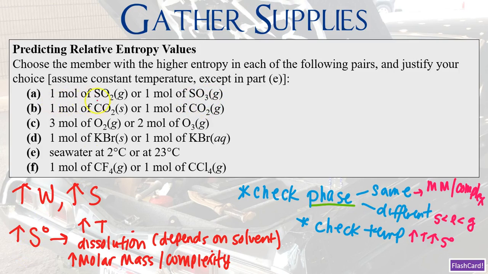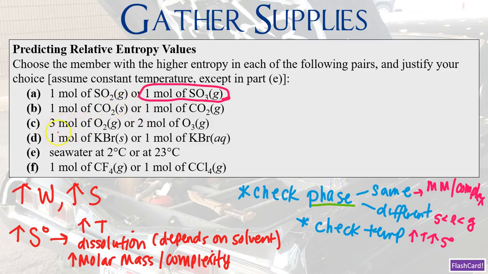Okay, so between 1 mole of SO2 or 1 mole of SO3, I'm going to choose 1 mole of SO3 because we have more atoms here and a higher molar mass. And anytime you have equal number of moles of substances with the same type of atoms, meaning sulfur and oxygen, in the same physical state, which is gaseous here, the more atoms in the molecule, the higher the entropy, or again, just straight up going off of complexity.